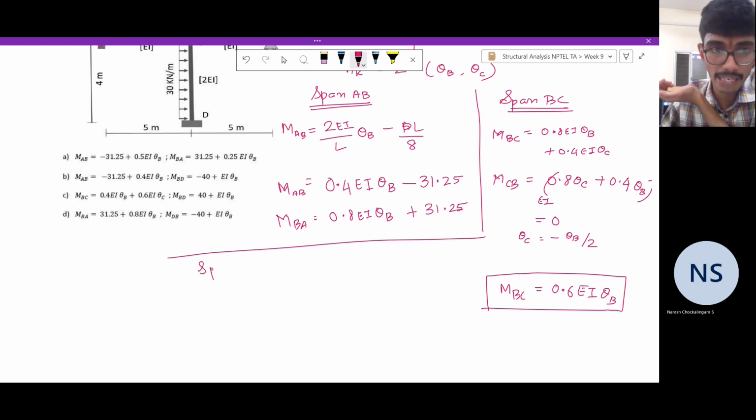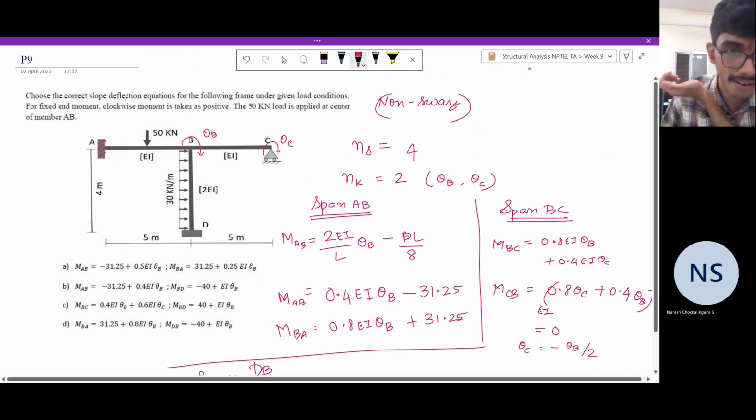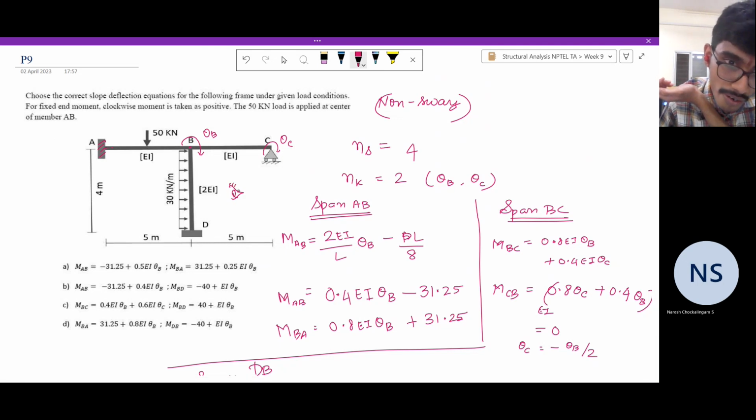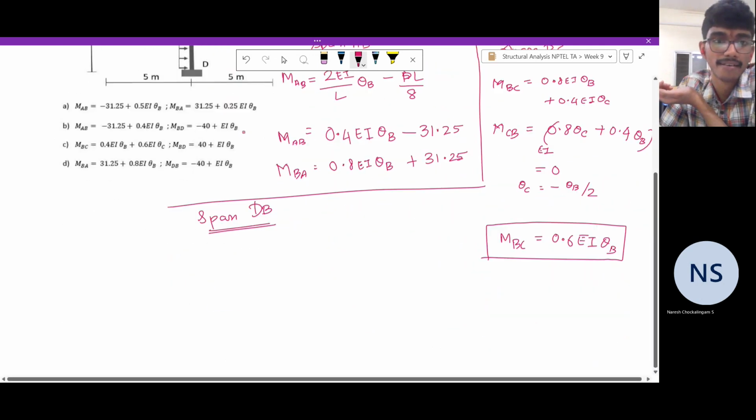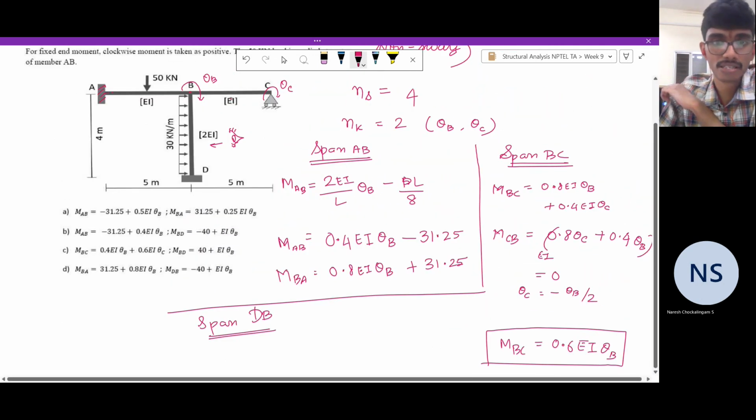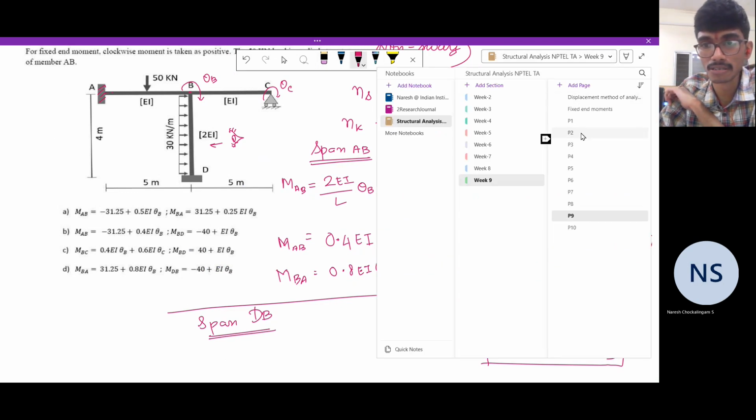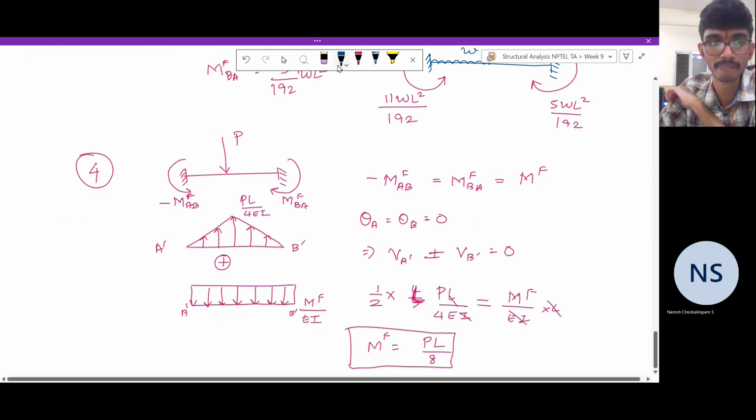Now let us look at span BD, or rather span DB, because in order to be consistent with the convention of the rotation, you need to look this way so that the load acts downwards. Subjected to a uniformly distributed loading, we need to determine the fixed end moment. That is also simple because of the symmetry of the problem.